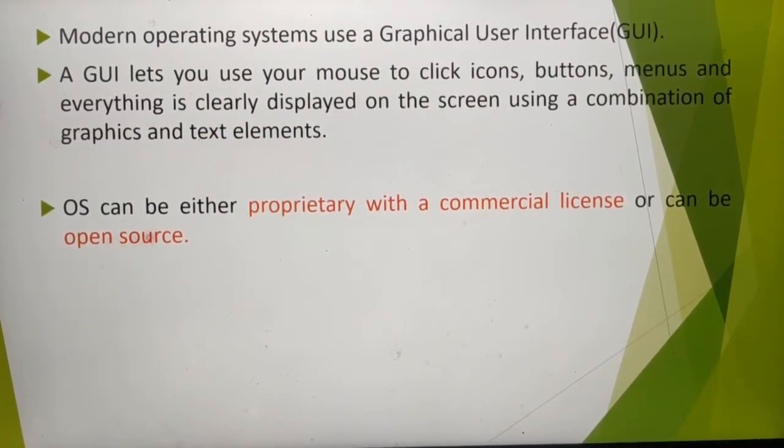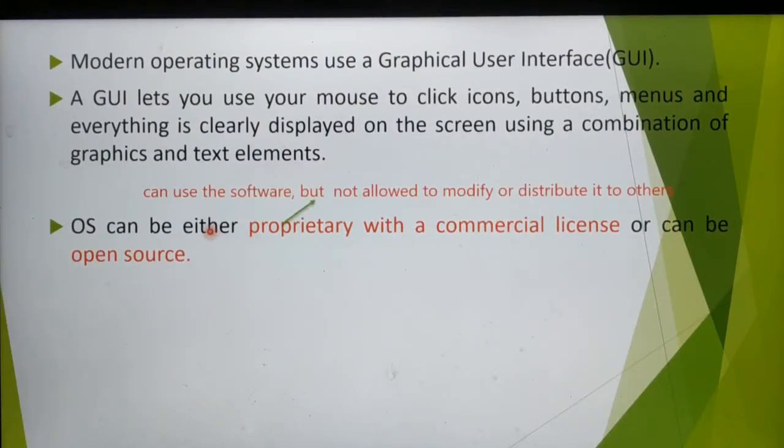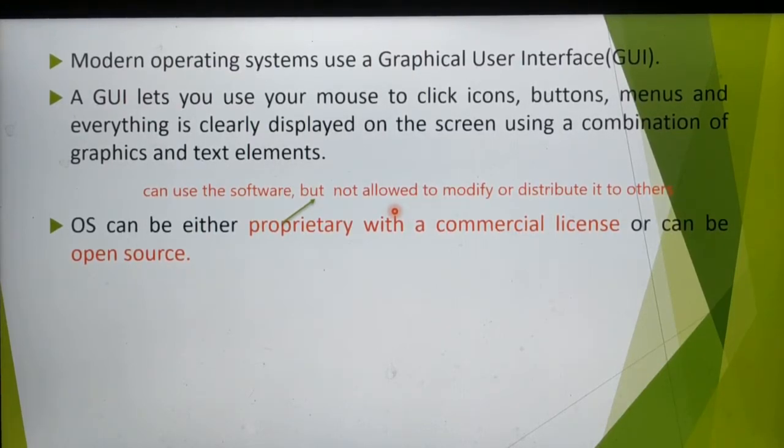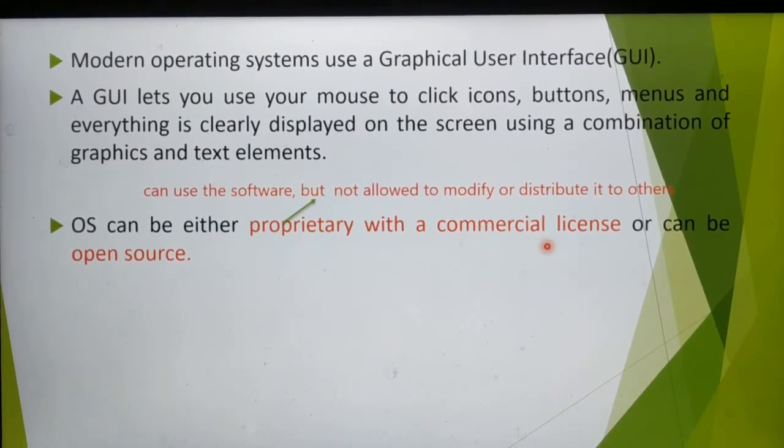Next point, an OS can be either proprietary with a commercial license or open source. Now, an operating system is software. Here we can use the software, but it won't allow us to modify or distribute the software to others. It's not free software. Commercial license means getting a license for a small organization or some industry. A particular person can also get a license for business purposes, which is called a commercial license.